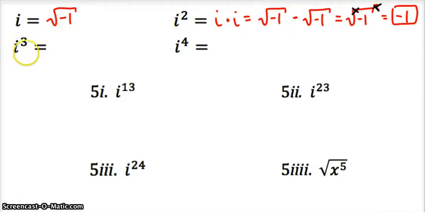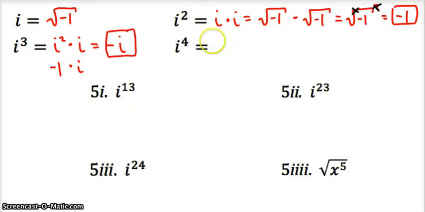Here we have i to the third, or i cubed. Well, i cubed is made up of an i squared times an i. Well, i squared turns into a -1 from right here, and then we have i, which stays i, so i to the third then turns into a negative i.